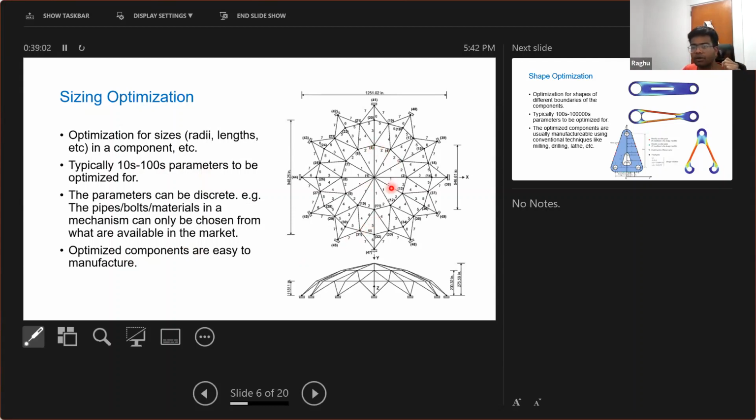For example, you can manufacture these using conventional manufacturing techniques, like lathe and machine. I'm not sure you are familiar with that, so let me not go there. So yeah, this is a bit deeper explanation of sizing optimization.